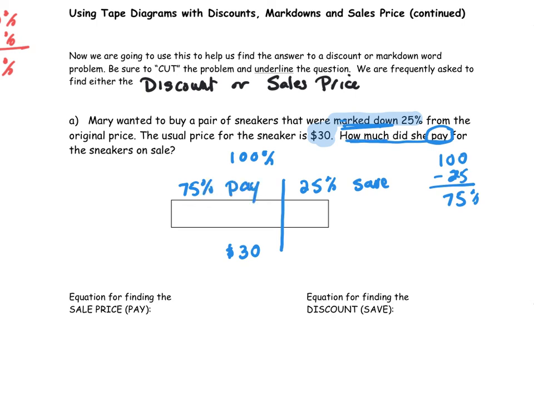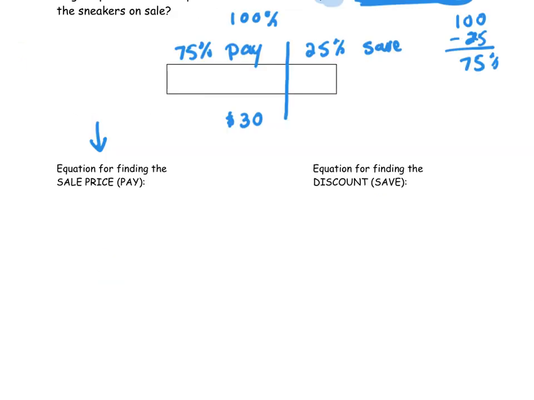So once again, they go back to the question. They just ask how much we're going to pay. So we are only going to use the equation that we need for the pay. So we're going to write this equation: part equals rate times total. And the part we want to know is just the pay part. So we're going to use the 75% because that's the percent that we're going to pay of $30. So we're going to convert that percent to a decimal.